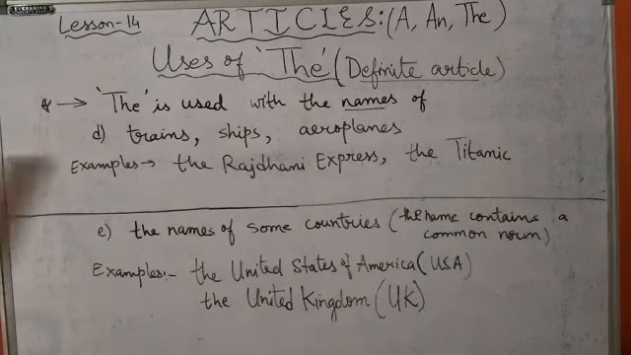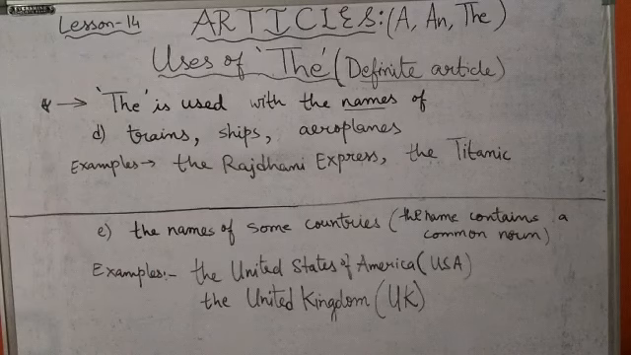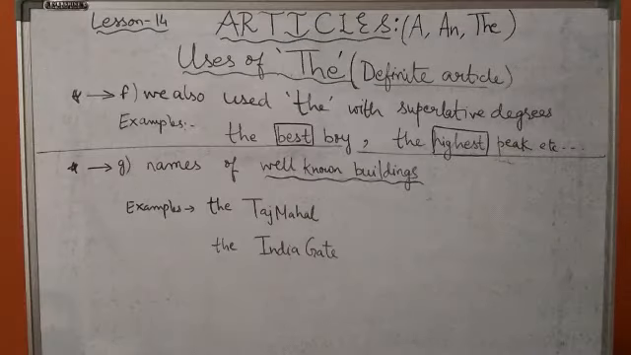The names of some countries. Now students, always we are not using the with the name of the countries. We are using the particularly with the countries which contain a common noun. For example, the United States of America, that is USA. The United Kingdom, means UK.